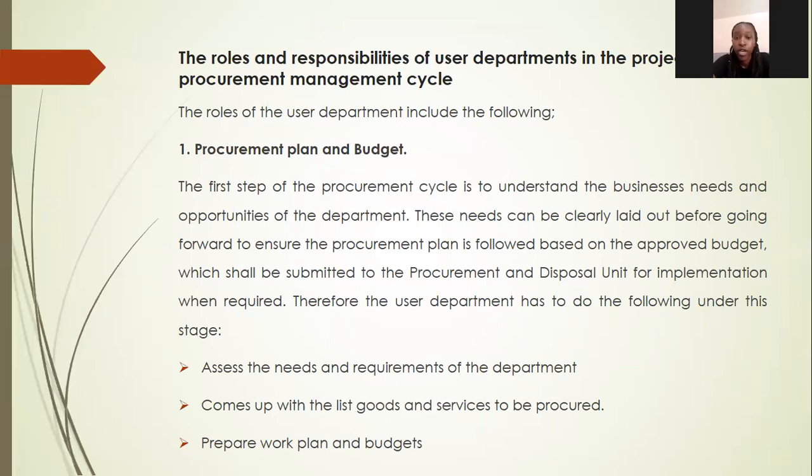So in summary, we can say at the procurement and budget stage, it's the role of the user department to assess the needs and requirements of the department, come up with the goods and services to be procured, and also prepare a procurement work plan and budget.